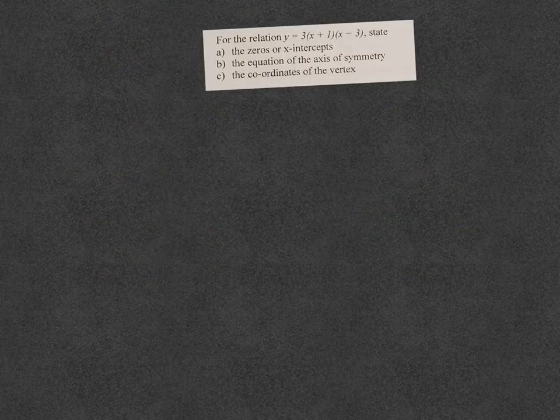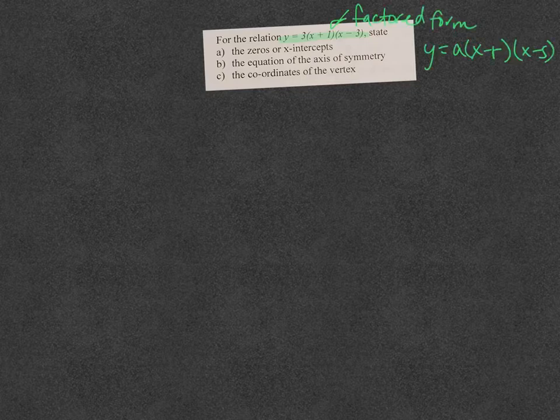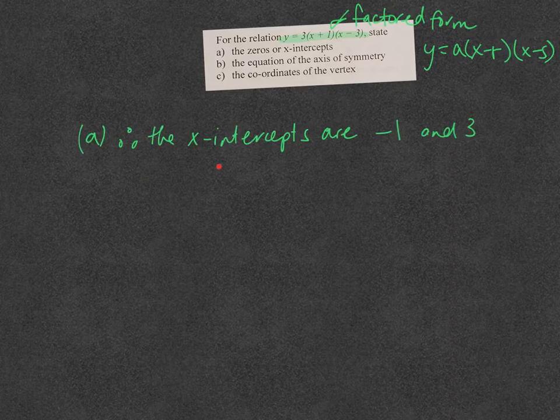For the relation 3 times (x plus 1) times (x minus 3), state the zeros or x-intercepts, state the equation of the axis of symmetry, and the coordinates of the vertex. This is already in factored form, which gives us the x-intercepts. So we can write those down. Factored form is a times (x minus r) times (x minus s), where r and s are the x-intercepts. Therefore, the x-intercepts are -1 and 3.